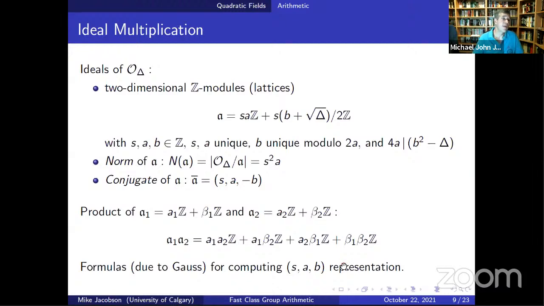In fact, the formulas to do that are due to Gauss. This is really nothing more than Gauss's composition law on binary quadratic forms. In fact, binary quadratic forms give you essentially an isomorphic way to represent the class group of at least an imaginary quadratic field. And you can also use them to represent real quadratic fields. So it's no accident that it's Gaussian composition that does the job for us.